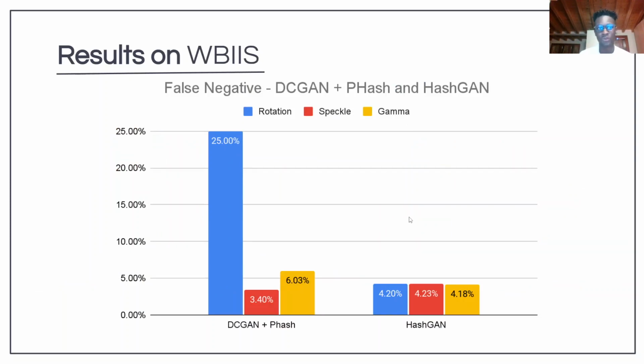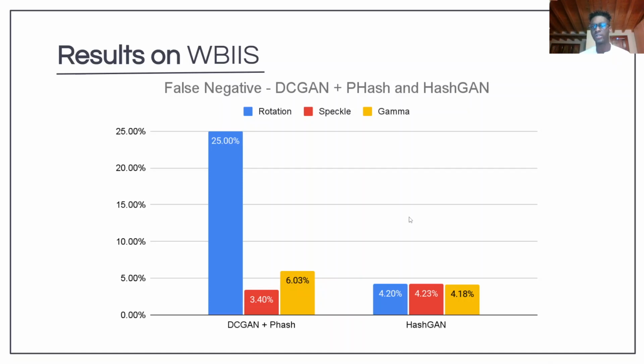And the F1 score shows a really similar picture, with HashGAN being the most consistent model across transformation on WBIIS. Another metric that is important to check is false negative rates. So how many images that are violation are classified as original, something that we don't want. On WBIIS, for rotation, 25% of violation images are classified as original. And for speckle and gamma noise, we have more or less 3% and 6% of this rate, which is not really what we want for a fraud detector.